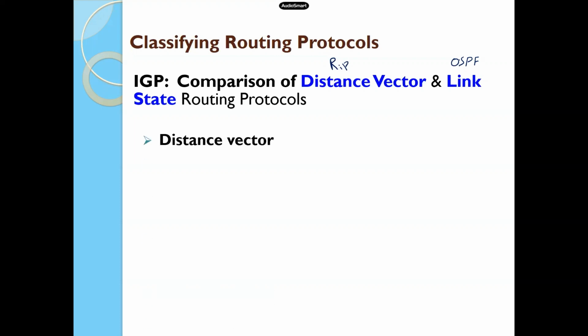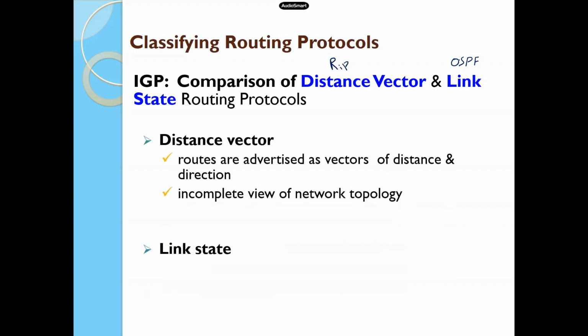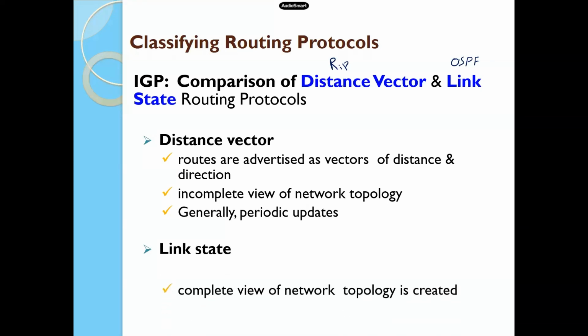So what do we mean by distance vector? In distance vector, the routes are advertised as vectors of distance and direction. That's it. So it's just a vector. The issue with that one is that it doesn't give a complete view of the topology. It's just an incomplete one. In order to cover for that, there will be periodic updates of the routing table, and that depends on which protocol you are dealing with. So the updates will happen periodically because it doesn't have a complete overview of the network.